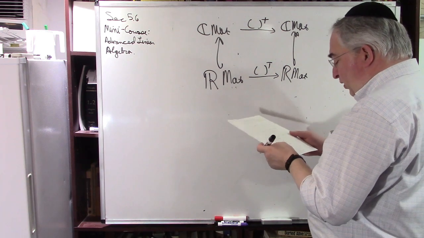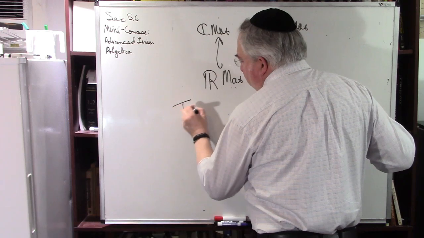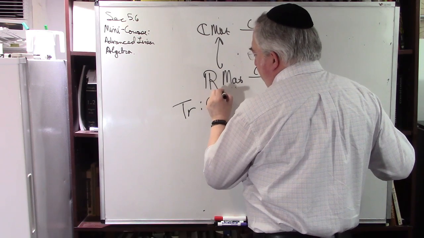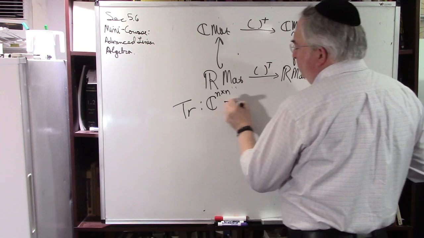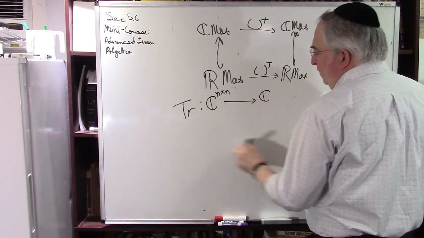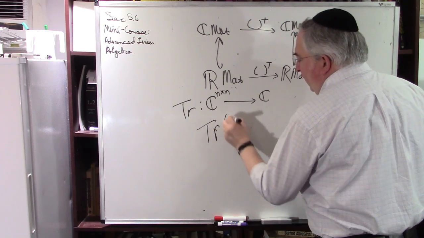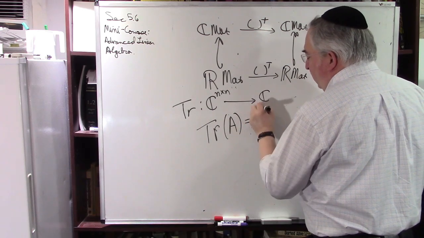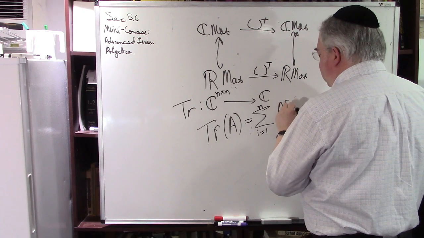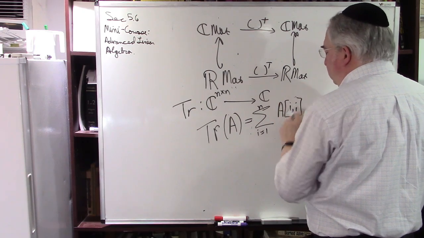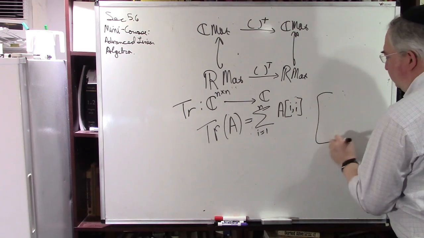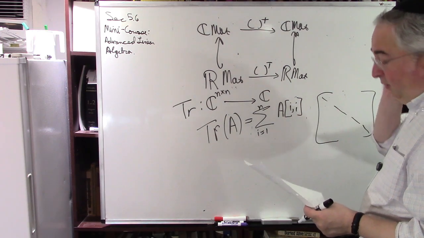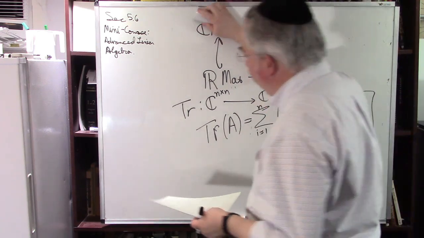One more operation, and that's called the trace. Trace goes from n by n complex matrices to complex numbers. Basically it goes as follows. Trace of A, where A is a square matrix, is equal to the sum from i equals 1 to n of A i comma i. The idea is, if you have a square matrix, add up all the elements along the diagonal, and that's called the trace of a matrix. We're going to use that too, but not so much.